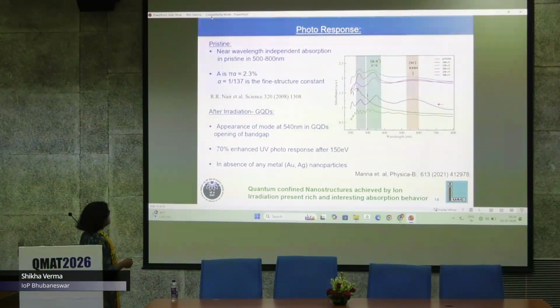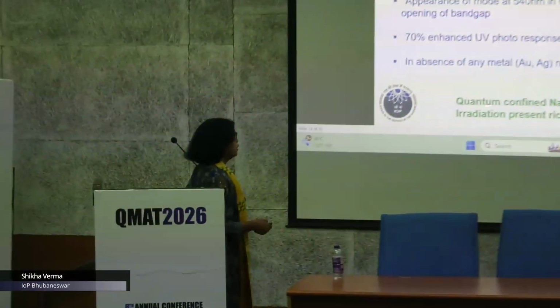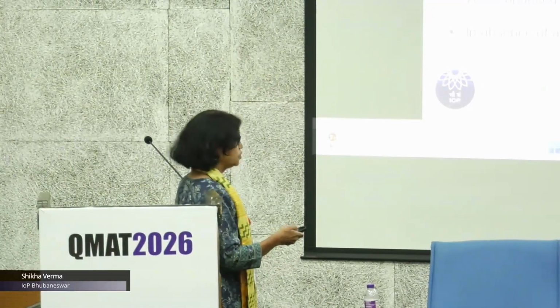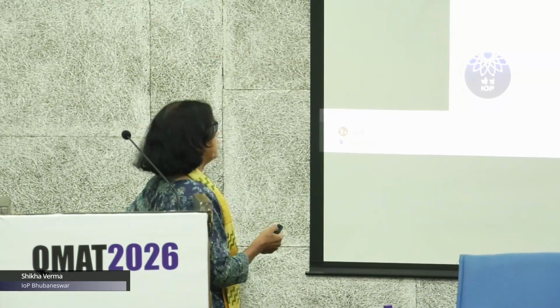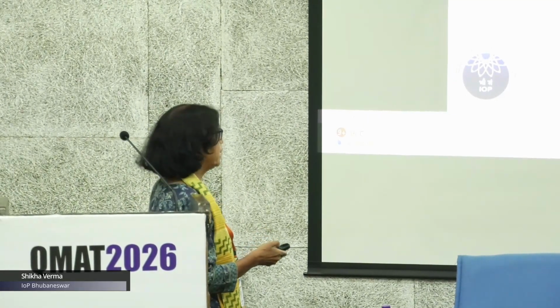quantum dot. And a 70% enhancement in UV photo response after 150 eV or in this range is also seen. This UV response, and all this is in the absence of any metallic impurity. It is just the ion radiation which has created the GQDs. So quantum confined nanostructures are achieved by ion radiation, and they present rich and interesting absorption behavior. Then these changes indicate modification of the electronic structure through quantum confinement, defect assisted transitions, edge states, and localized pi electron domains.